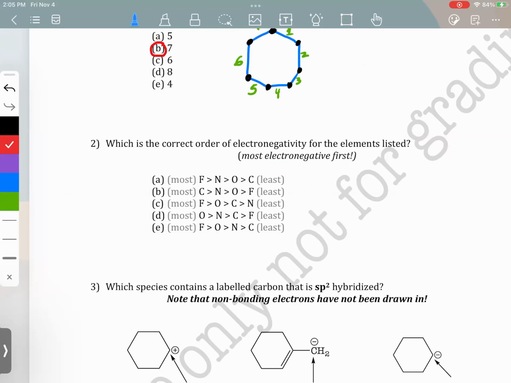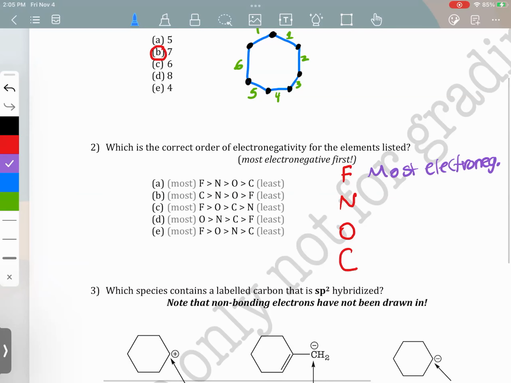Question 2. What is the correct order of electronegativity of the elements listed? So from the most electronegative first to the least electronegative. You're working with fluorine, nitrogen, oxygen, and carbon. So which one of these elements is the most electronegative? Most electronegative is the F. Right. Fluorine would be the most electronegative. All right, so fluorine followed by the oxygen.